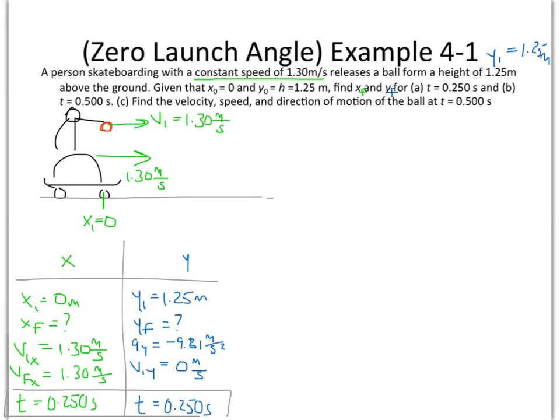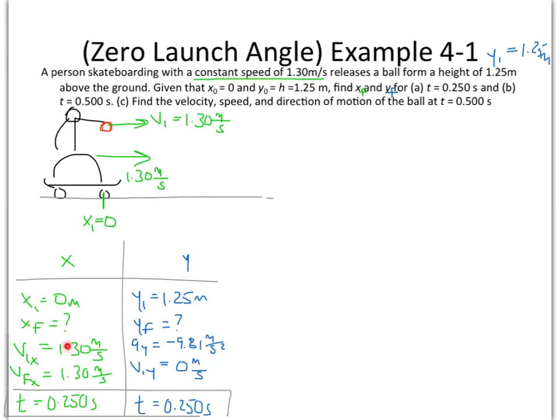So, what else do we need to write in there? I think we have everything. All right. So this is how I usually set it up. I make an x column and a y column, and I just start writing down everything I know for x and everything I know for y. So, let's see if we can find the final x position, given the initial x position, the initial velocity, the final velocity, and time. All right.